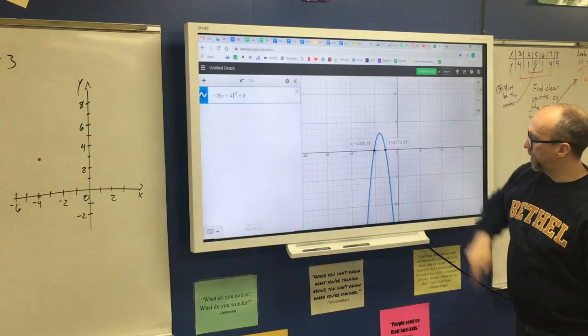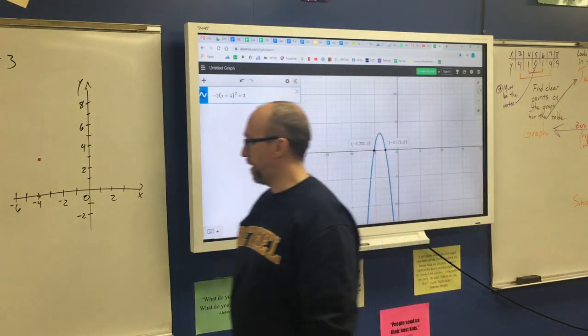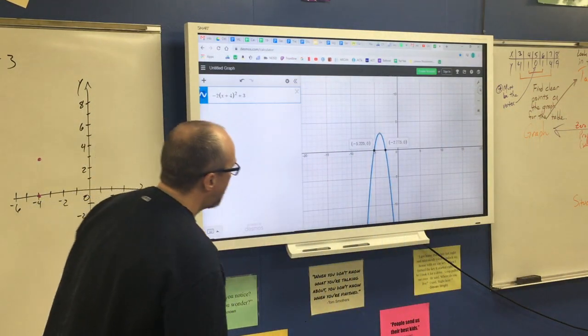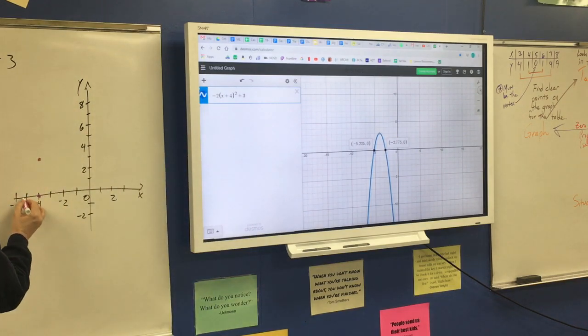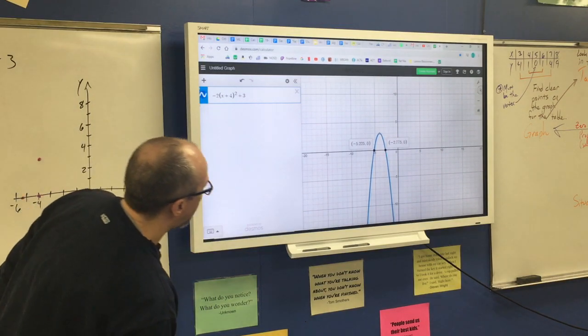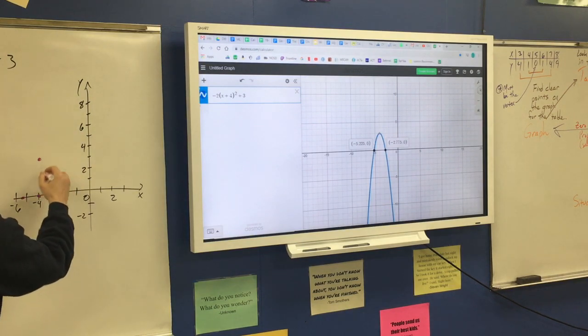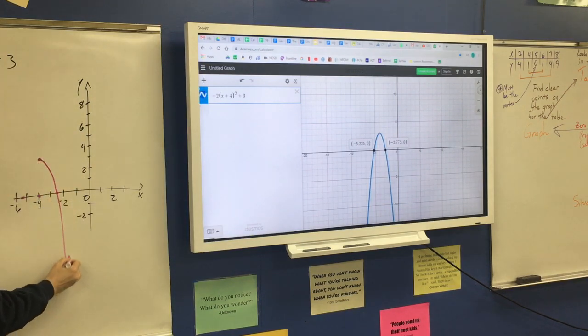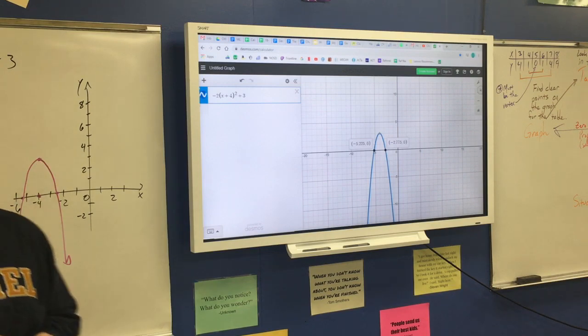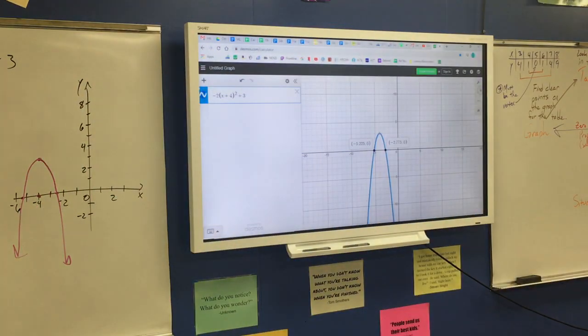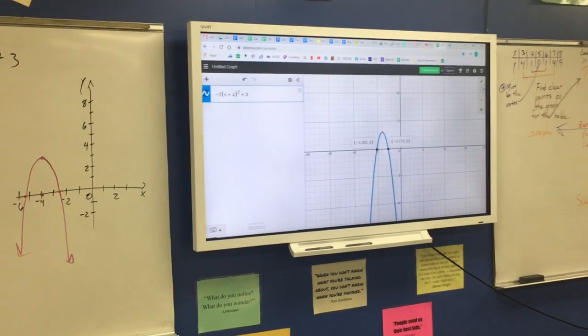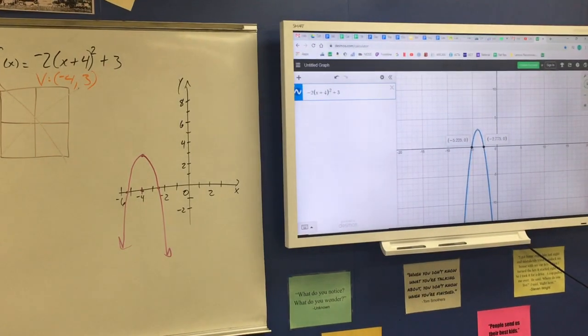Bing, bing. Now I've got a sense of where that graph is hitting the x-axis. It's at negative 5.2, right about there, and at negative 2.8, which is right about there. And now I can sketch my graph. Bada boom, bada bang. So that's what they wanted you to do there.